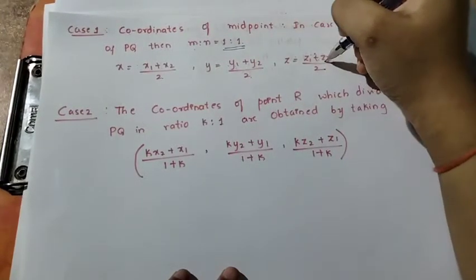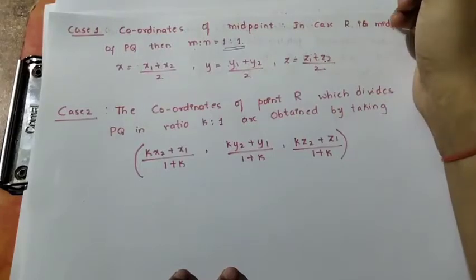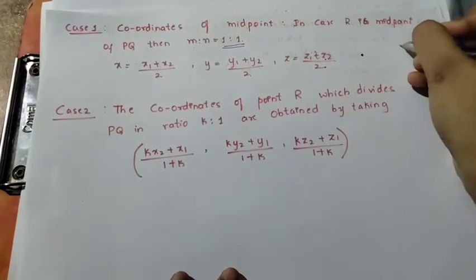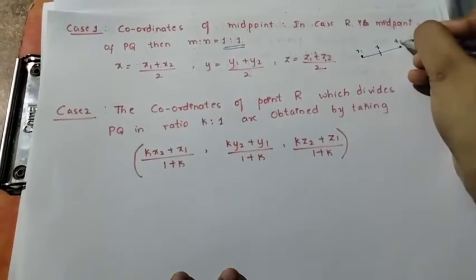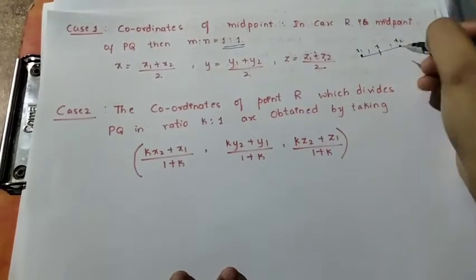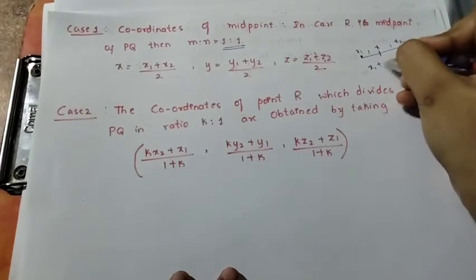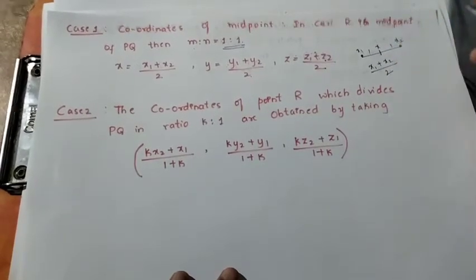This is also known as what? Midpoint formula. Okay. So here x1 is one point, x2 is another point. This is x. If it is divided in the ratio 1:1, you can find it as x1 plus x2 divided by 2.